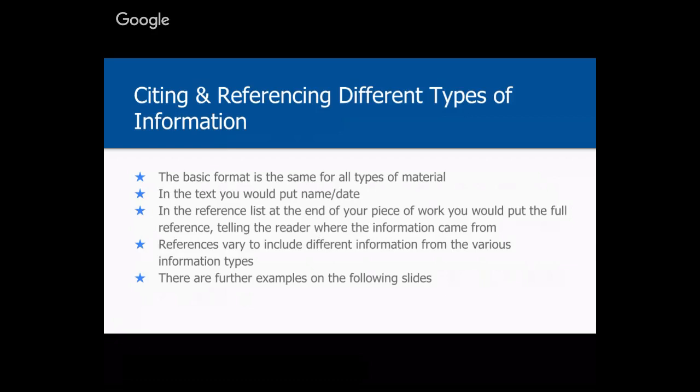So this is the basic format for referencing most types of work. So in the text, it's always the name and the date. In the reference list, it always starts name, date, title. They do vary depending on different types. So we'll just look at some more examples.